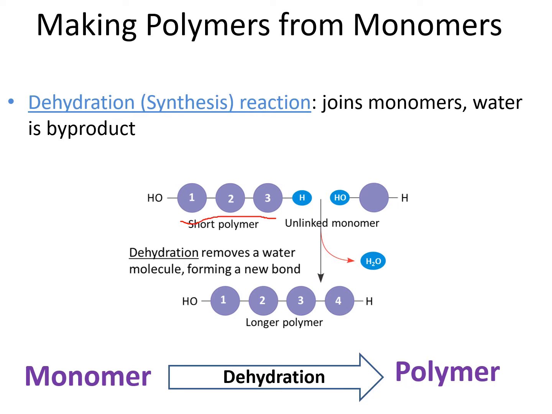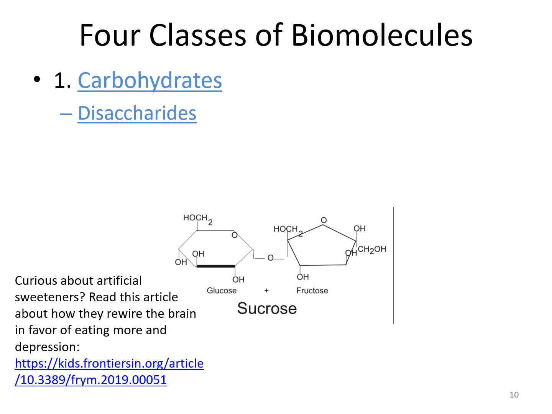Each of these little purple circles here represents an individual monomer joined together by some kind of bond. An enzyme can pull water out, right? And these enzymes are specific to whatever polymer they're trying to make and ultimately create a larger polymer. So to go from monomer to polymer, we are always dehydrating or synthesizing a larger molecule.